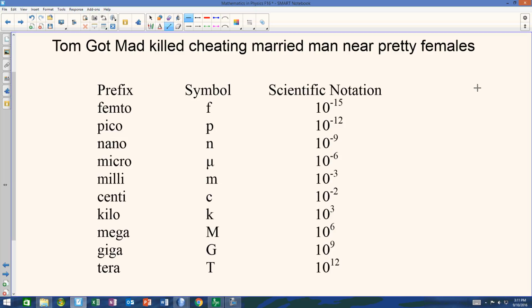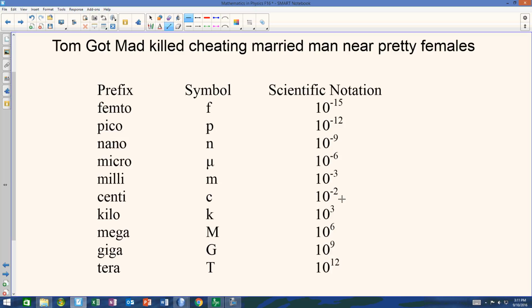Notice you only have to memorize two, and everything else you count by 3. So we know that kilo is 10 to the 3. We know centi is 10 to the minus 2. Then you go by 3s. If you go smaller, it's by 3s. So -3, -6, -9, -12, -15. If you go larger, it goes 3, 6, 9, 12.